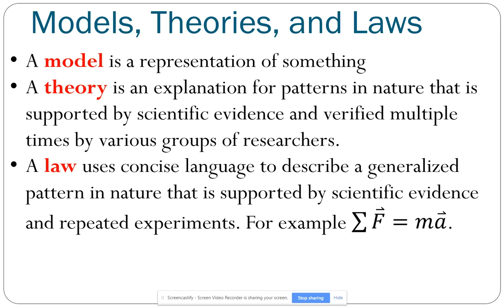So a model is a representation of something. It's not the way it really works necessarily. The stars aren't really on a crystalline sphere that's rotating around the Earth. But we still talk about the celestial sphere model as a useful way to describe the positions of the stars. A theory is an explanation of how nature works.